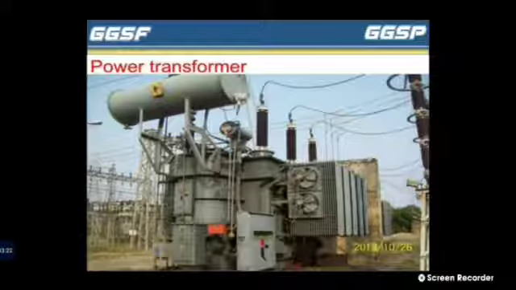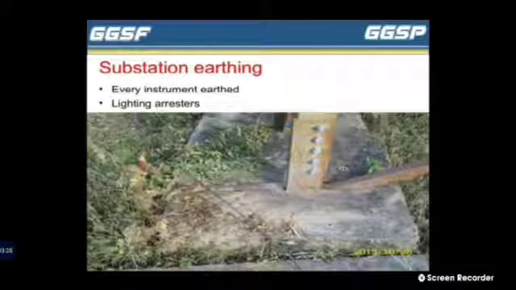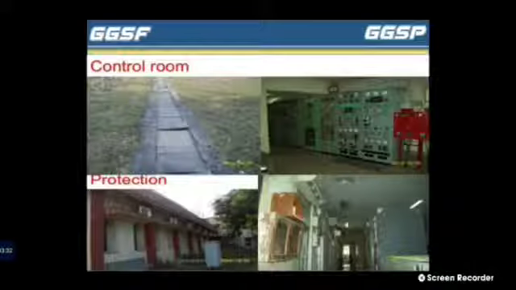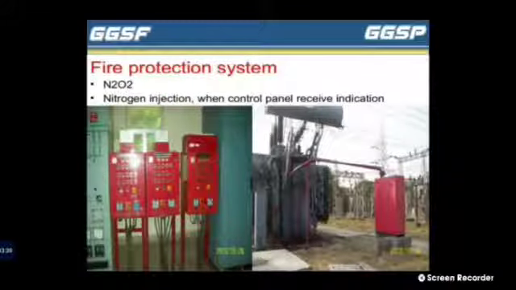Now next is the substation earthing. In substation earthing, every instrument is earthed, along with the lightning arrestor. Now next is the image of the control room and protection. Next is the fire protection system, N2O2. This involves nitrogen injection when the control panel receives an indication.